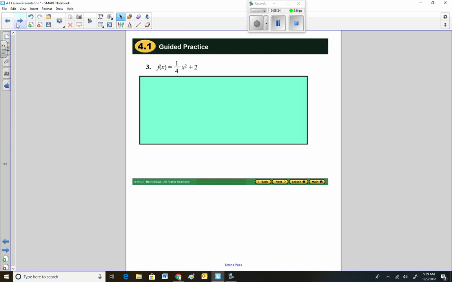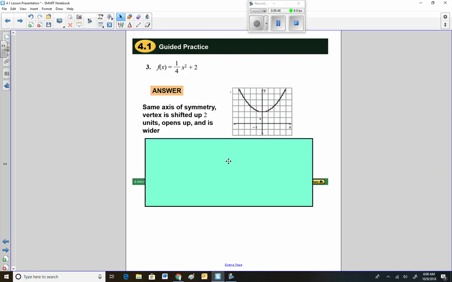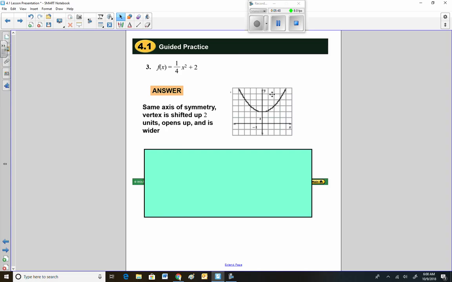All right, one more try. Please graph this parabola and compare it. Pause your video. Welcome back. Let's see. Did you notice that it opens wider because of the fraction 1/4? It has a vertex of 0, 2, and the axis of symmetry happens to still be x equals 0.